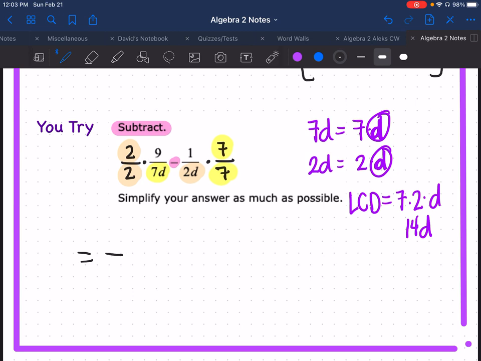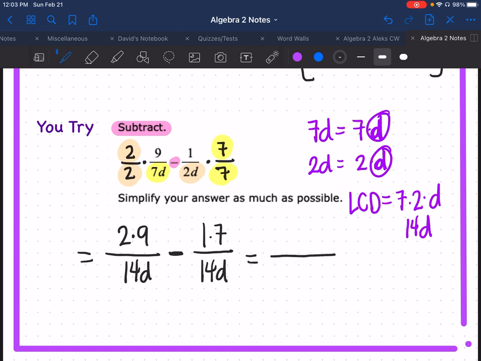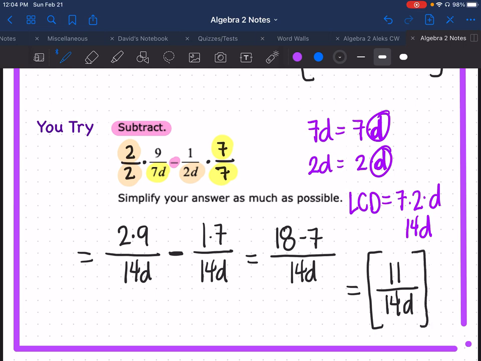All right, so in the first one, I have 2 times 9, and I have my 14D minus 1 times 7 and my 14D. All I have to do is go ahead and multiply 18 minus 7 over 14D, and then 18 minus 7, I know what that is. That would be 11 over 14D. The last thing I would have to check is 11 over 14. Does it reduce anymore? Does it simplify? No, it does not. There's my answer.